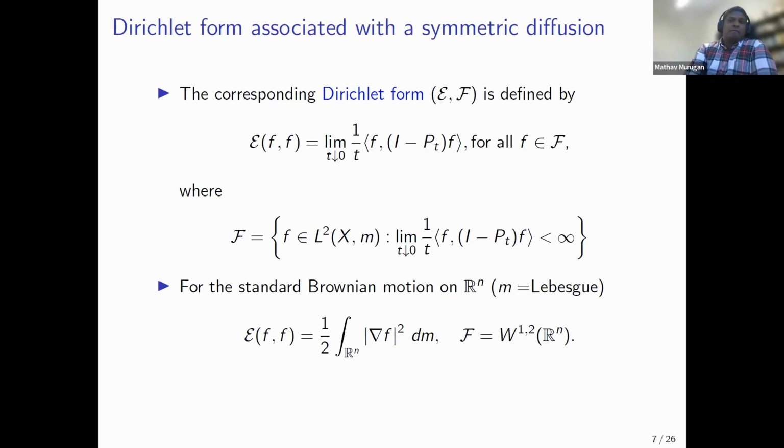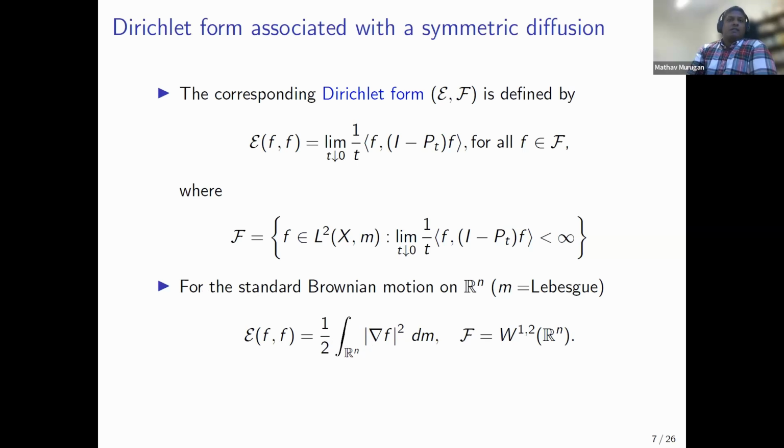In this case, this is the definition of the Dirichlet energy. And for the standard Brownian motion, one can do a simple calculation based on this definition to see that if m is the Lebesgue measure, the Dirichlet form corresponding to the Brownian motion is half the usual Dirichlet energy. And the domain of the form is just the W^{1,2} Sobolev space.